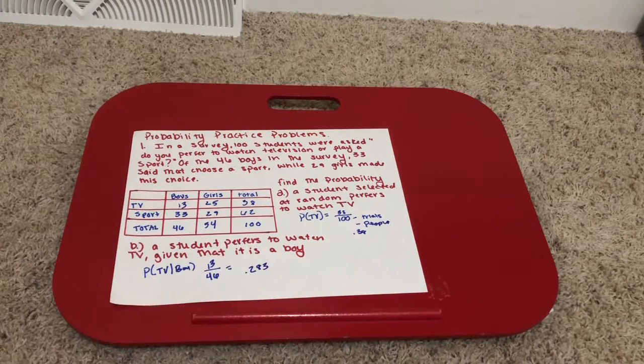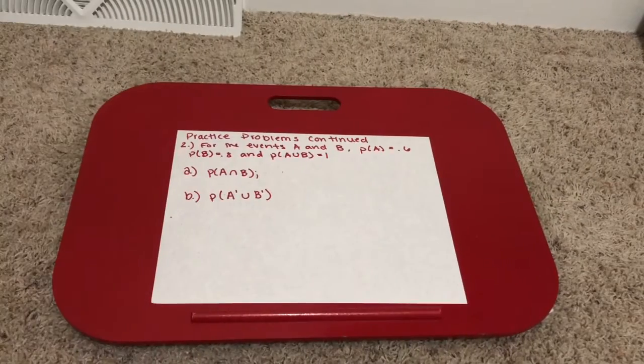So this is just one problem that will commonly occur in IB, or just in general, some probability problems. Okay, so for the next practice problem, it is a different style. So the problem is for the events A and B, the probability of A equals 0.6 and the probability of B equals 0.8. And the probability that A union B equals 1.